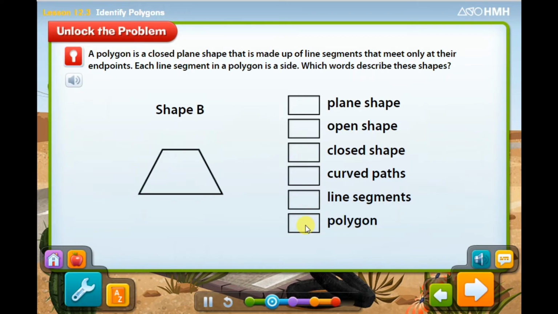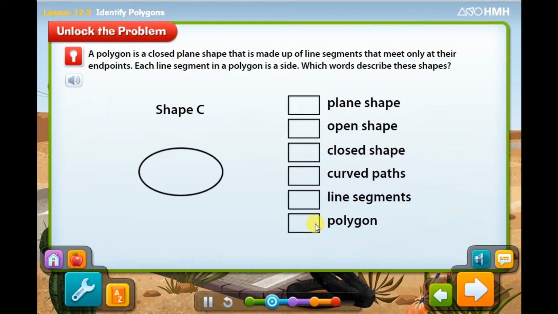Here's another shape. Is shape B a plane shape? Yes. Is it an open shape? No. Is it a closed shape? Yes. Does it have curved paths? No. Does it have line segments? Yes. Is it a polygon? Of course, because it is a plane shape, a closed shape, has line segments, and of course it's a polygon. Shape B is a plane shape. It is not an open shape. It is a closed shape. It does not have curved paths. It is made up of four line segments. It is a polygon.